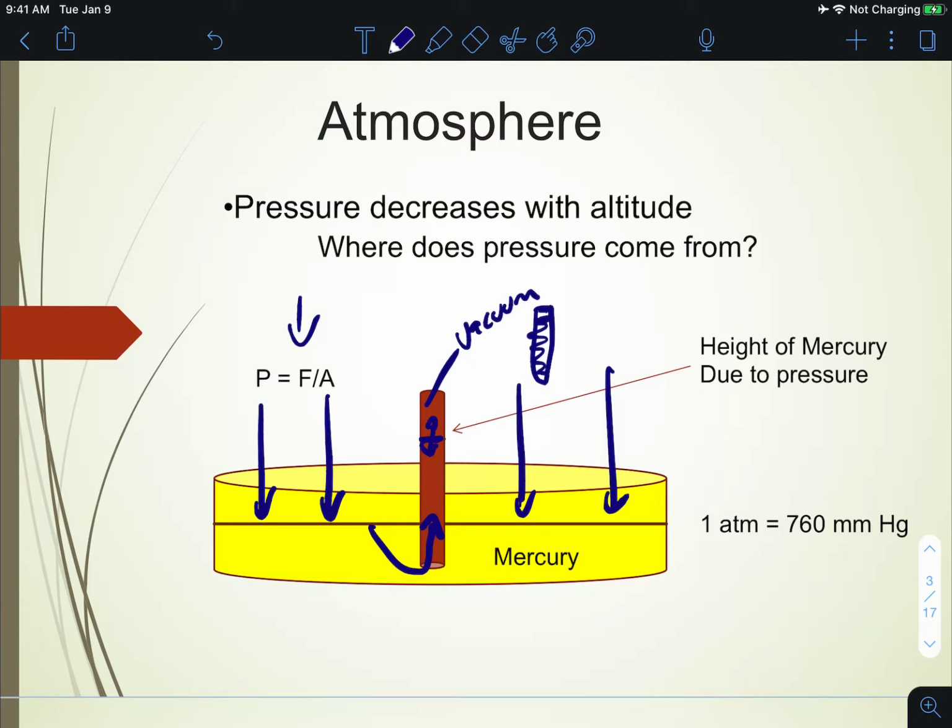Gravity wants it to fall back down. So it stops when those two forces are equal. And at sea level, that's going to rise about 760 millimeters.